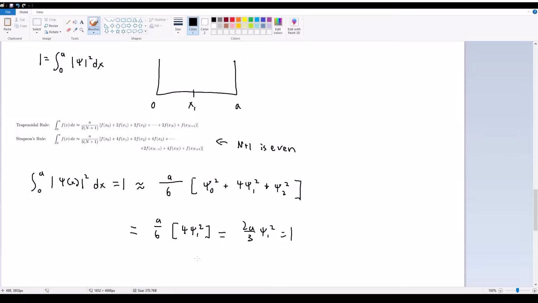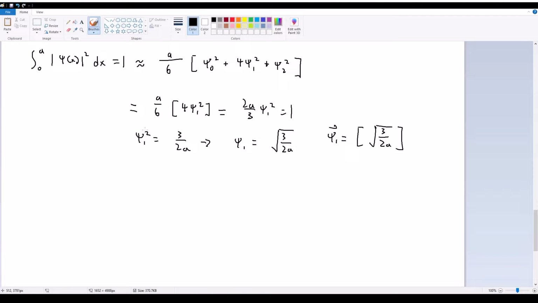This has to equal 1. Move everything over, we get psi1 squared is equal to 3 over 2a, or psi1 is equal to the square root of 3 over 2a. In which case, our psi1 vector is therefore just the 1 by 1 vector of the square root of 3 over 2a. Now, let's move on to something that actually uses matrices, the n equals 2 case.